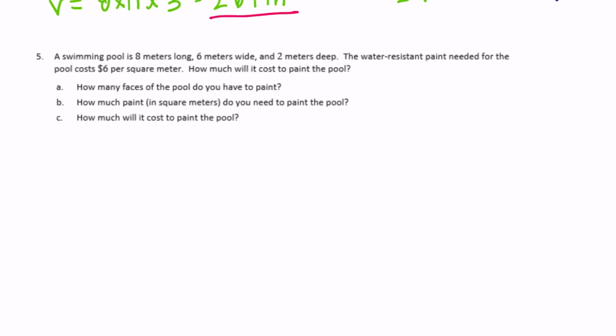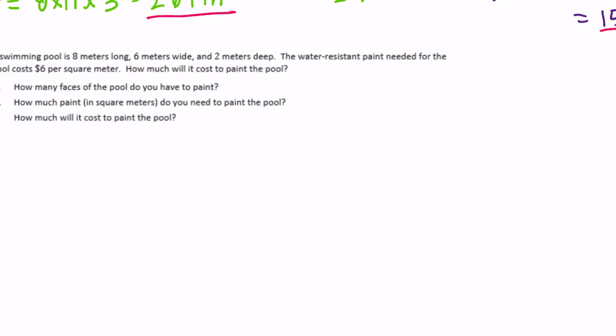All right, number 5. A swimming pool is 8 meters long, 6 meters wide, and 2 meters deep. The water-resistant paint needed for the pool costs $6 per square meter. How much will it cost to paint the pool? Okay, so we need to paint. Let's kind of draw a pool here. Okay, so pretend that's a pool.